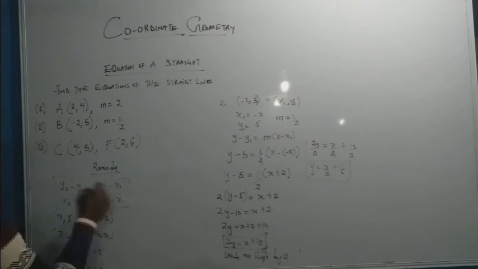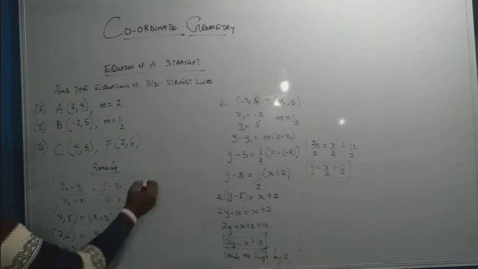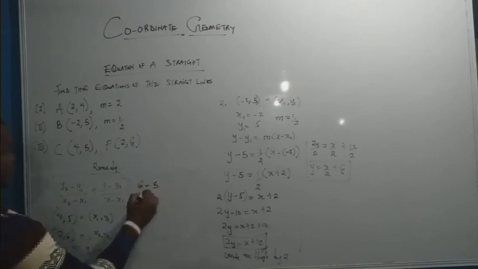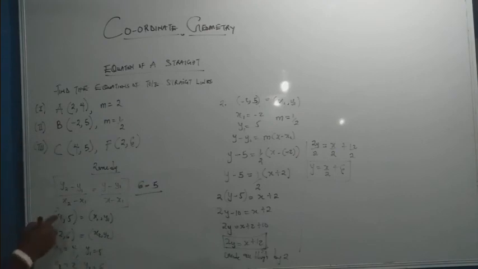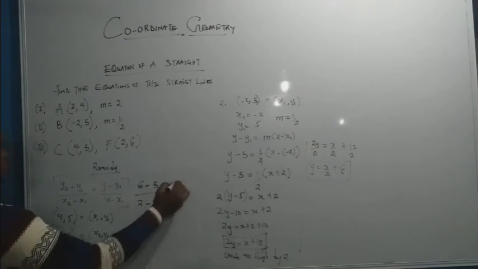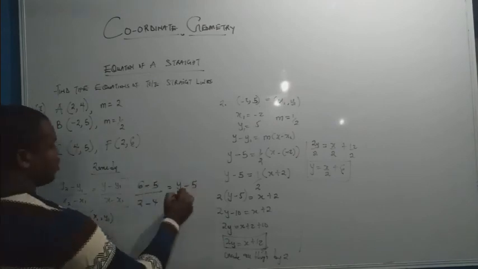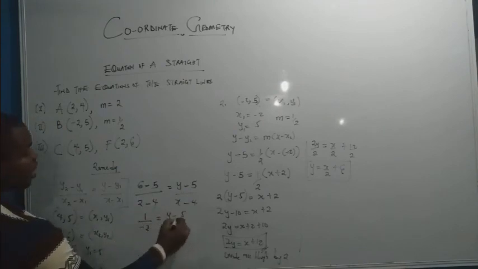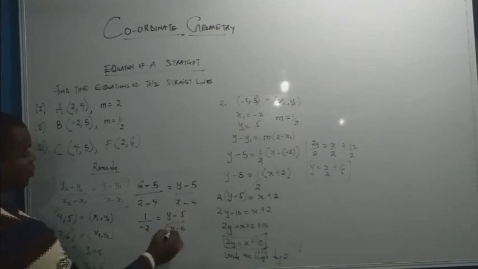We have y2, that's 6, minus y1. What is your y1? 5. Is that clear? Over, what is your x2? Your x2 is 2. Minus, what's your x1? 4. Is equal to y minus, what's your y1? That's 5. Over x minus, what's your x1? This one is 4. So 6 minus 5, we have 1. 2 minus 4, we have minus 2. Is equal to y minus 5 over x minus 4. Okay, you can put it in bracket.